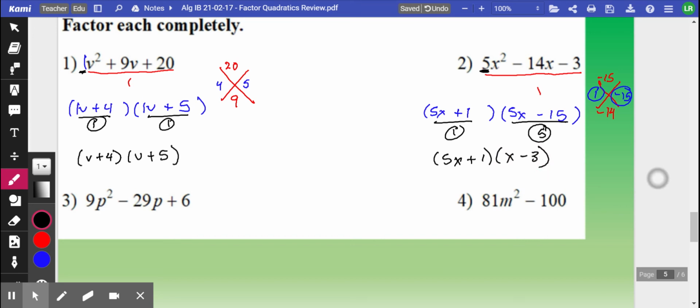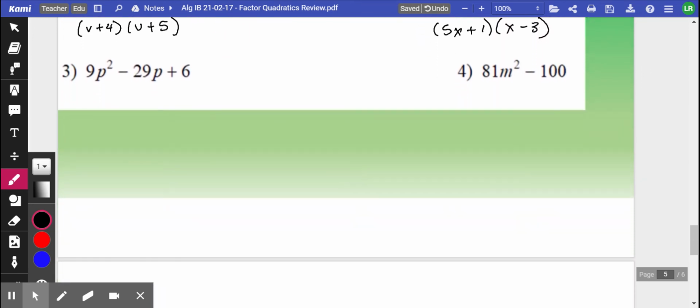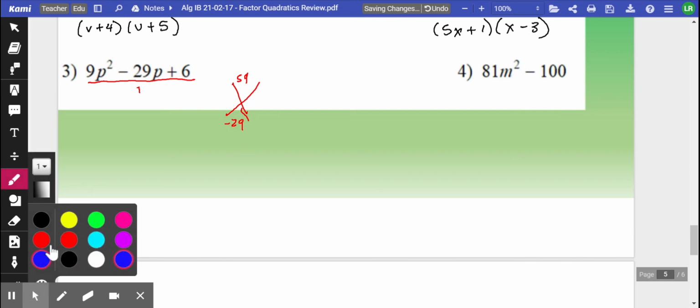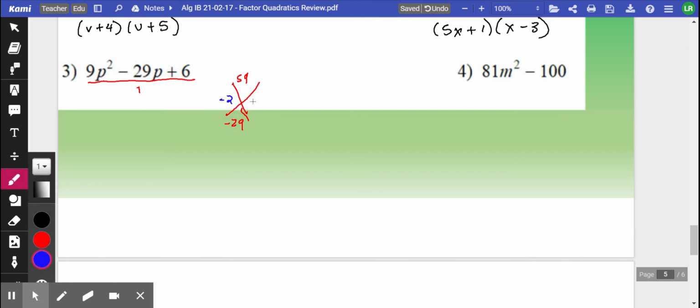Okay. Number 3. Might have been a little hard to get your magic numbers on this one, but it is not impossible. Okay. Look for something to divide out. And when it's done, multiplies to be 54, adds up to be negative 29. And the two magic numbers here are -2 and -27.